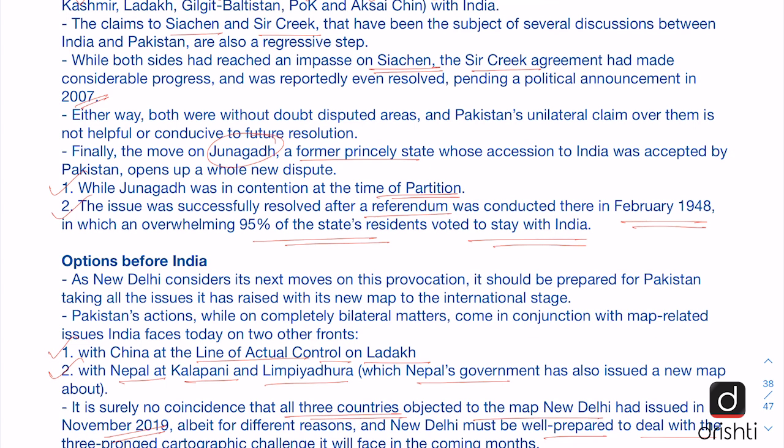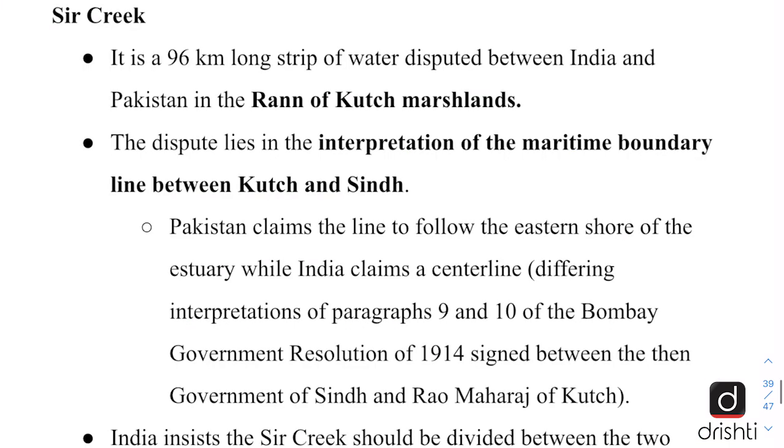Now let us look at the key concepts. In the key concept section, we'll be looking at the Sir Creek dispute and the Junagadh issue. So Sir Creek is a 96 km long strip of water which is disputed between India and Pakistan, and its location is in the Rann of Kutch marshlands.